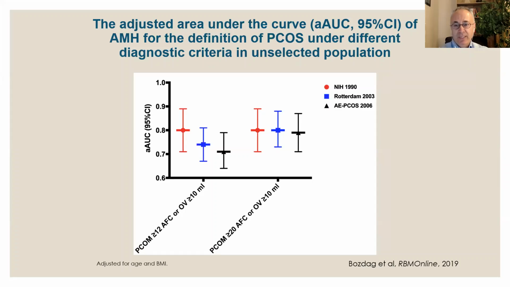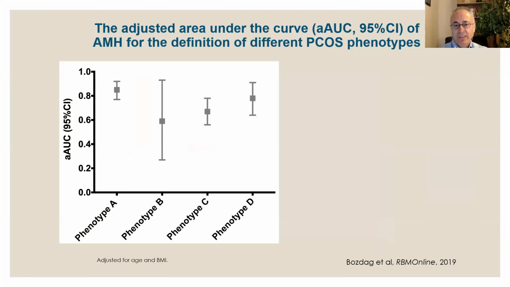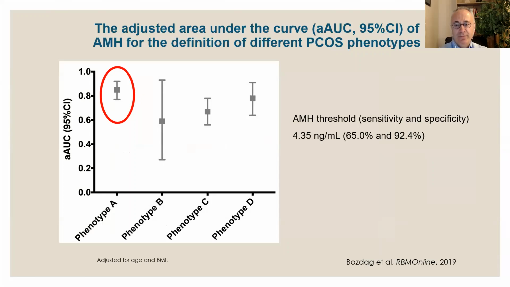So here we see the area under the curve for AMH under different diagnostic criteria. So even though with the new criteria the area under the curve gets better, it's still low to use in clinical practice. And here you see the AMH concentrations depending on the phenotype. Phenotype A having the highest AMH concentrations. And here we see the area under the curve of AMH for the definition of different PCOS phenotypes.